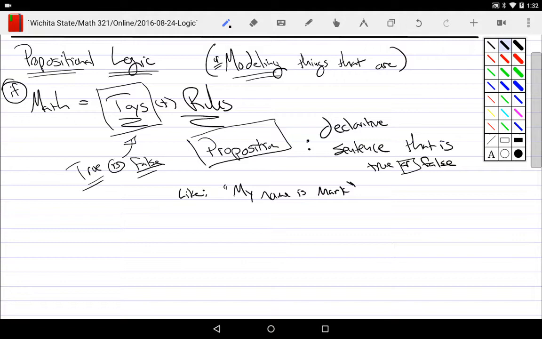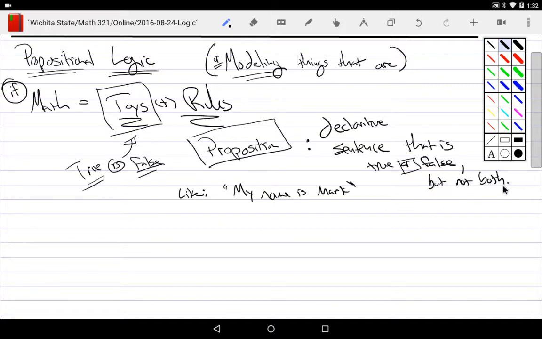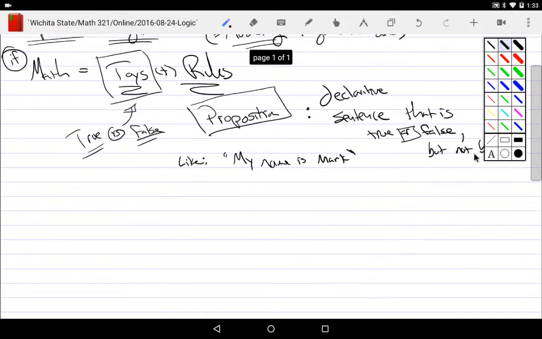The first or is called an exclusive or, right? If it's either soup or salad, you don't get both. And that's what we're talking about here. It's a sentence that is either true and only true or false and only false. So it's the exclusive or. If you have a question about which or you're talking about, you normally would just add, but not both. And you might ask, how is my name is Mark a declarative sentence that is true or false, but not both? What do you mean, but not both? Doesn't that actually make sense?